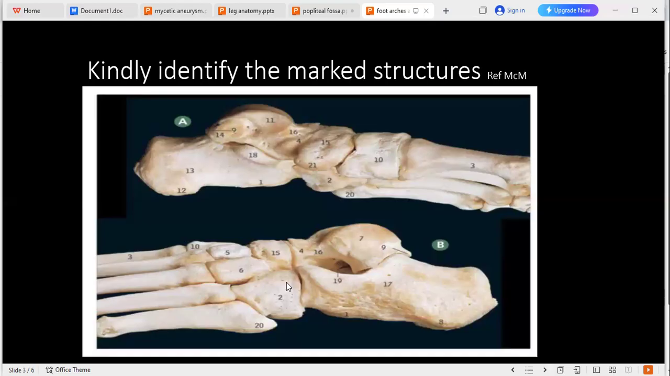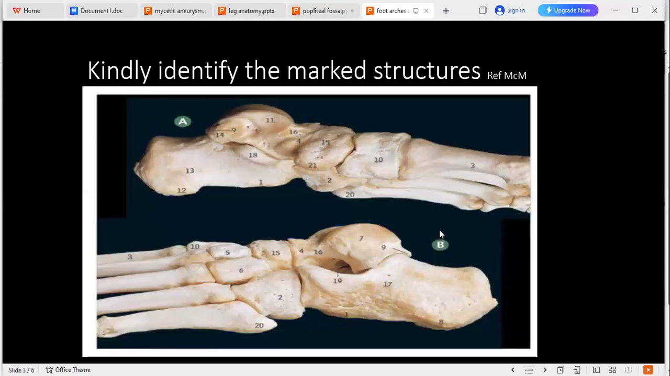Please tell me if you can identify number 4. Is this number 4 and this number 4 the same? I told you, this is head of talus. Very good. And 16? This is neck of talus. Neck of talus, very good.